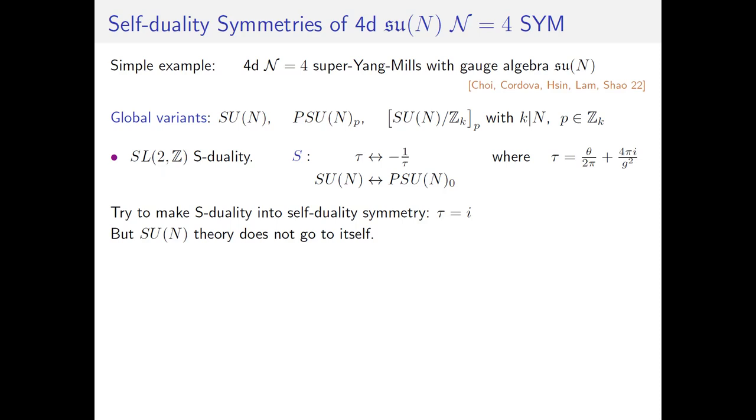Now, this theory enjoys S-duality, or SL(2,Z) S-duality, and in particular, the S element maps the complexified gauge coupling tau to minus 1 over tau, but it also acts on the global variant, on the gauge group, mapping SU(N) to PSU(N). Now, we can try to make this S-duality into a symmetry. Generically, this just tells us that two different theories, quantum mechanically, are the same theory. So we can tune the gauge coupling to be at a self-dual point, tau equals i. But yet, the theory doesn't go exactly to itself because SU(N) is mapped to PSU(N). So it's still a duality, still not a symmetry.